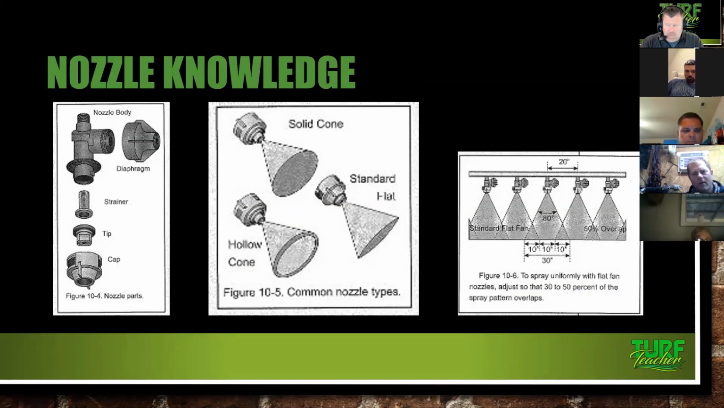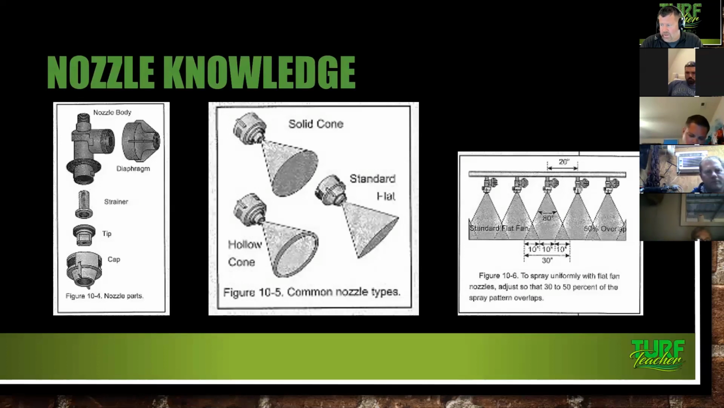Nozzle knowledge. Here are your parts. You've got your nozzle body, the diaphragm, the strainer, the tip, and the cap. You've got to clean these things out pretty often, maybe once a week. Some people probably do it every single day. They pull them off, wash them with soap and water, and put them back in.